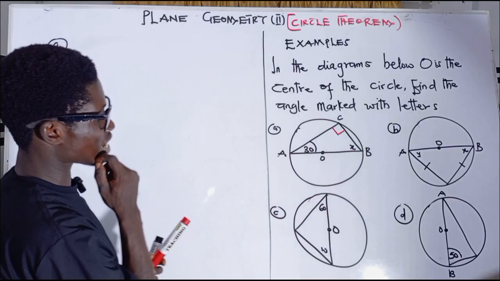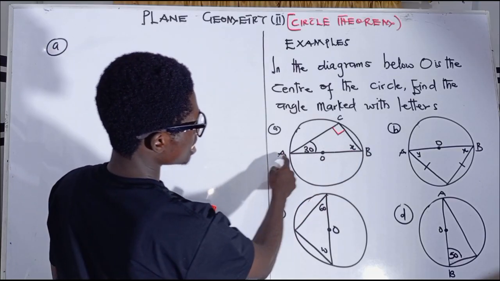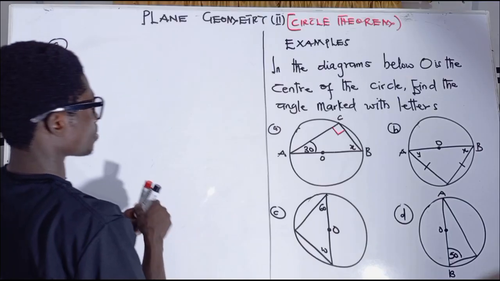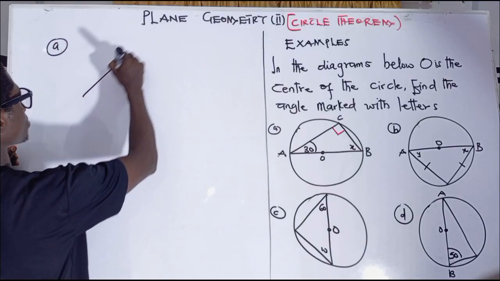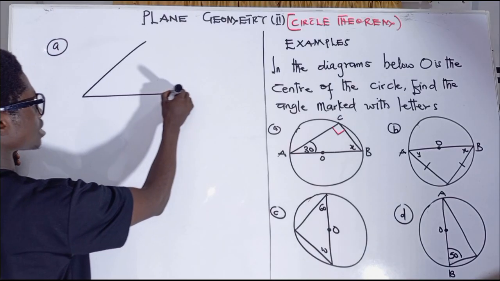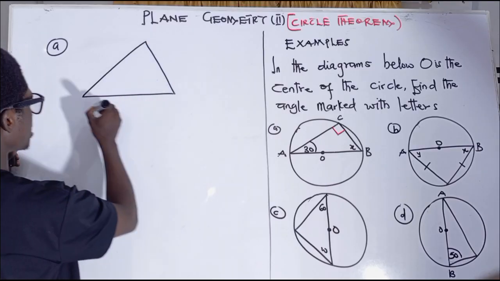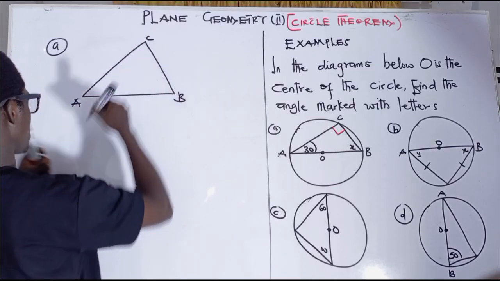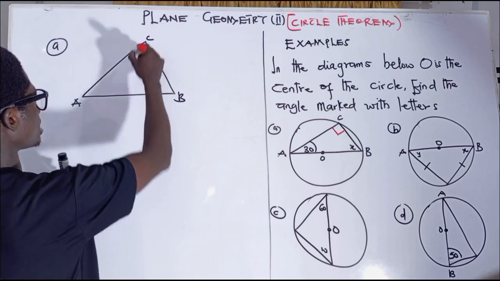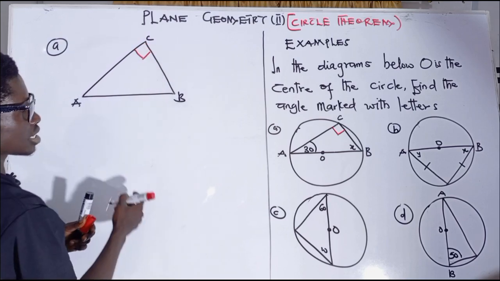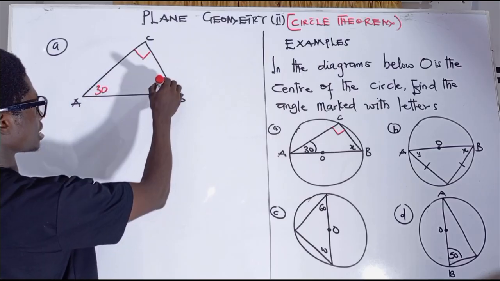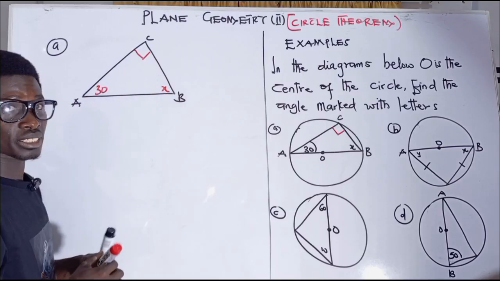And then use that concept of theorem to find your unknown angle. So from this, we know that ABC is a triangle. Can you see? We have this triangle from the circle, A, B, C. And we know that this angle is 90 degrees, and then A is 30 degrees, and then this is X. And we want to find X.